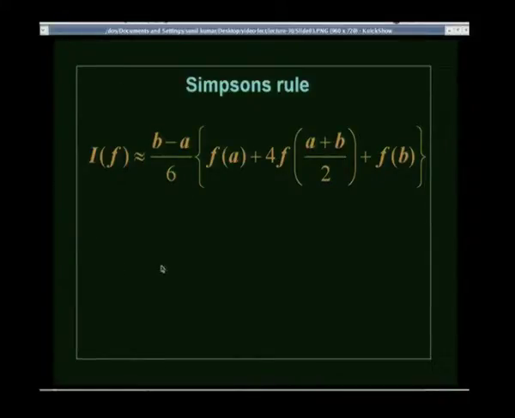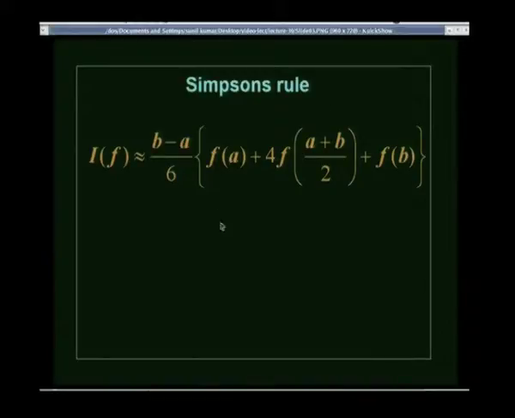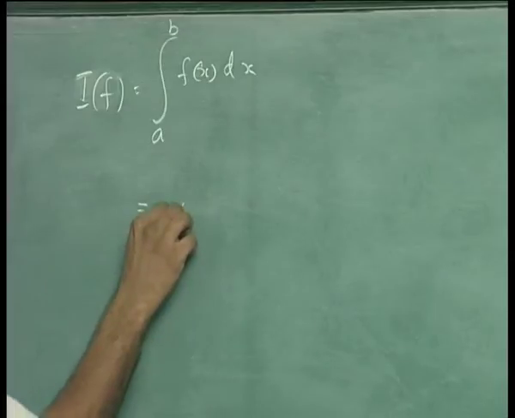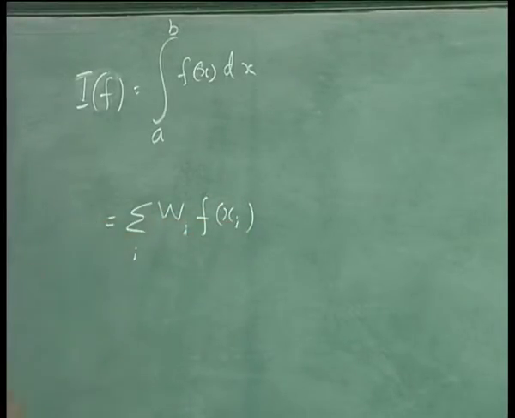In all these methods, the common feature, as you can notice, is that the integral becomes a summation over a few points, the function evaluated at a few points multiplied by some appropriate weight factor. All of them can be written as the sum of w_i f of x_i. In the first two methods we had only one point, the trapezoidal rule has 2 points, and Simpson's rule has 3 points. So, that is what the method finally becomes: w_i f of x_i summed over i.